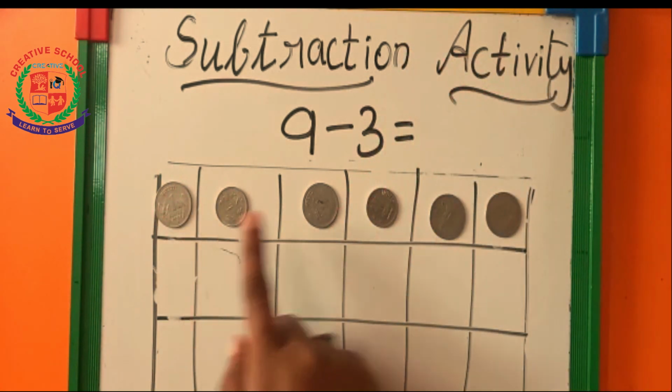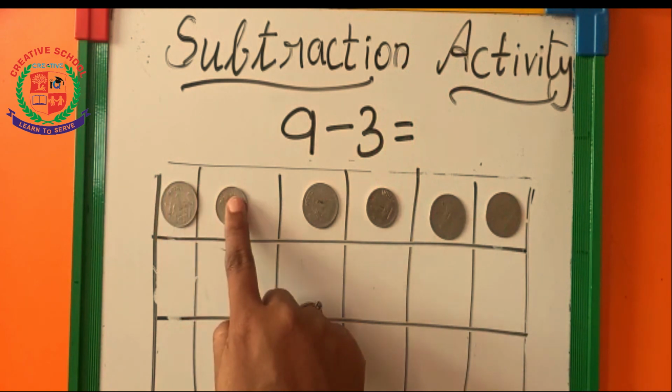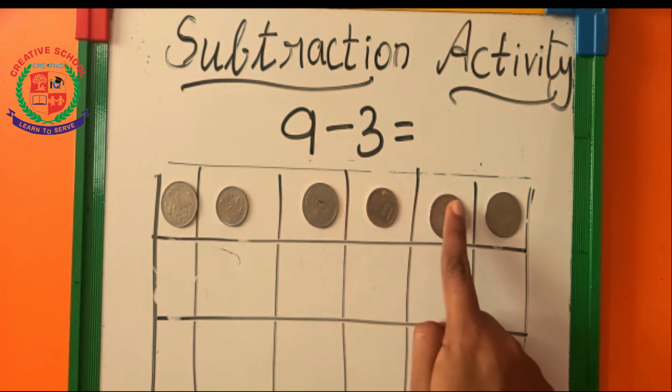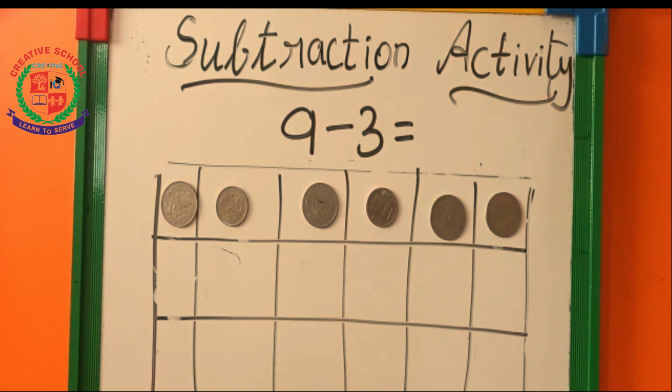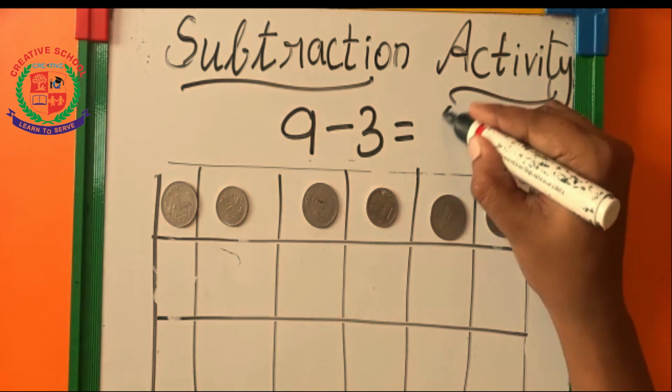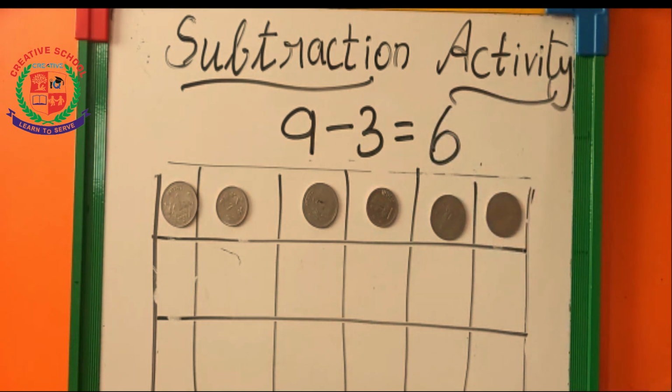So how many are remaining? 1, 2, 3, 4, 5 and 6. So 9 minus 3 is 6. So this is the answer. You can do it at your home with this simple trick. So try the activity at your home and do the subtraction. It will be easier for you.